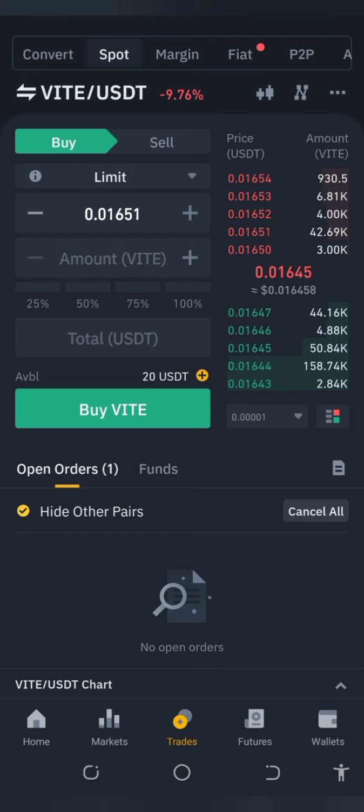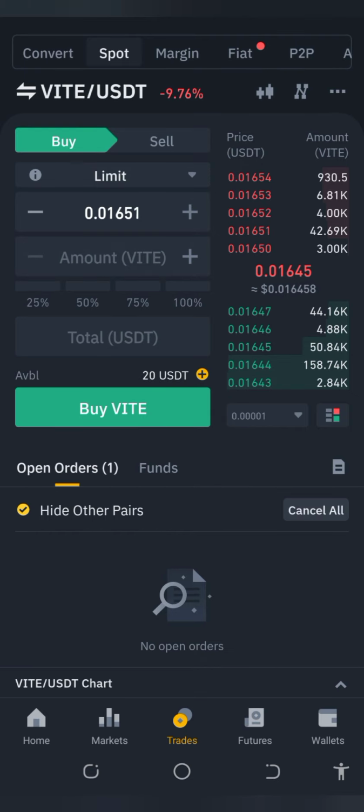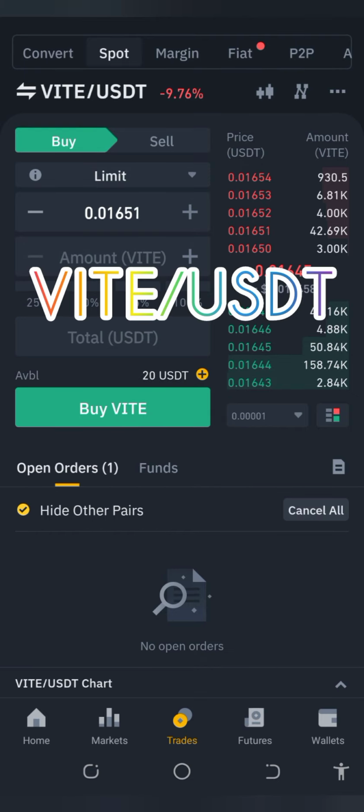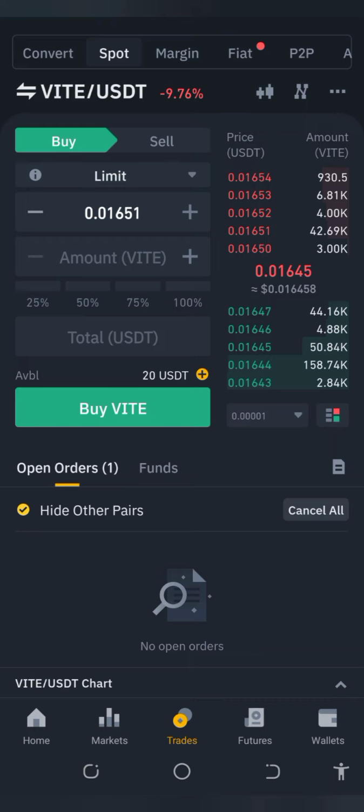Yeah, we're looking at another new platform today and keeping our fingers crossed that this is going to work. Okay, so what do I have for you today? VITE/USDT, and we're going to be sending this over to Bitrue to see how we can sell this for profit.